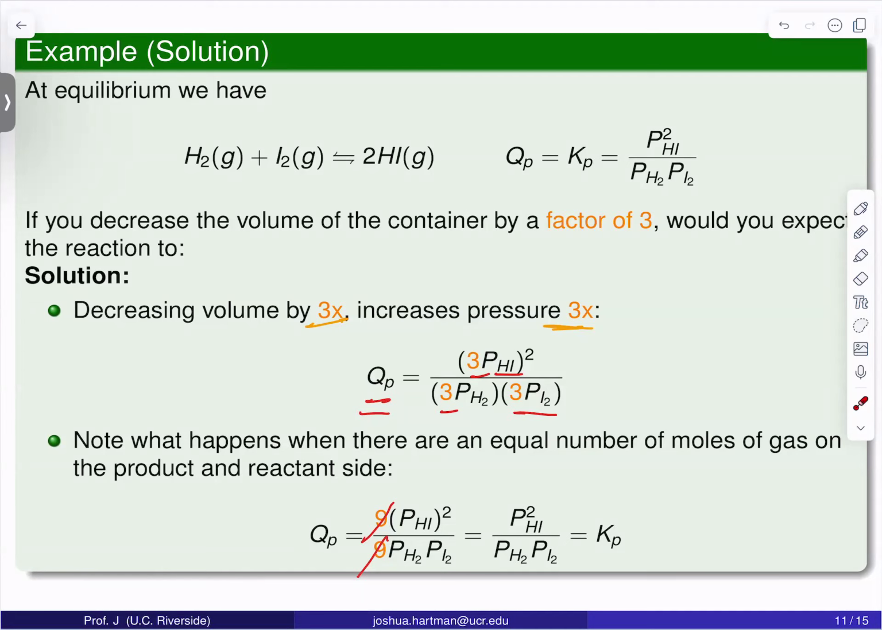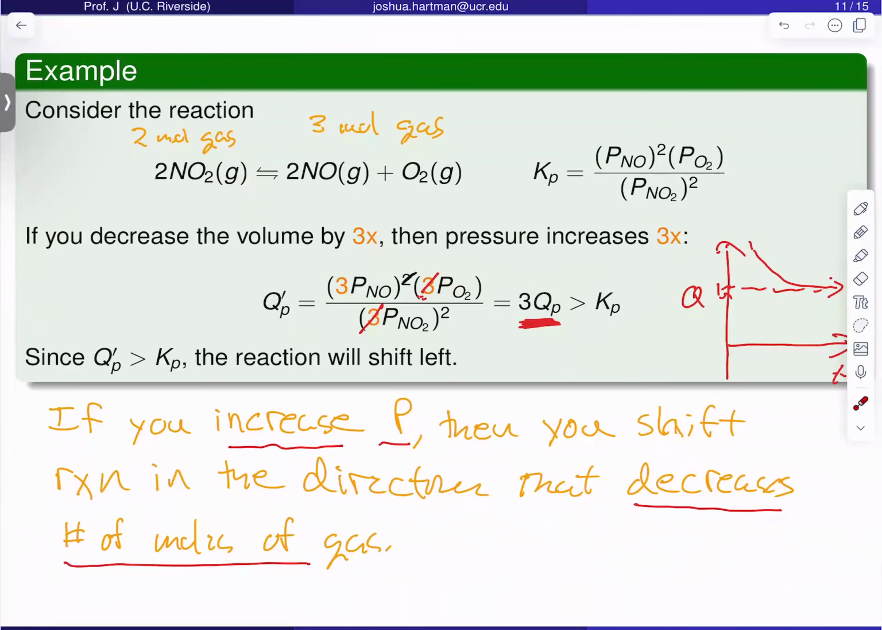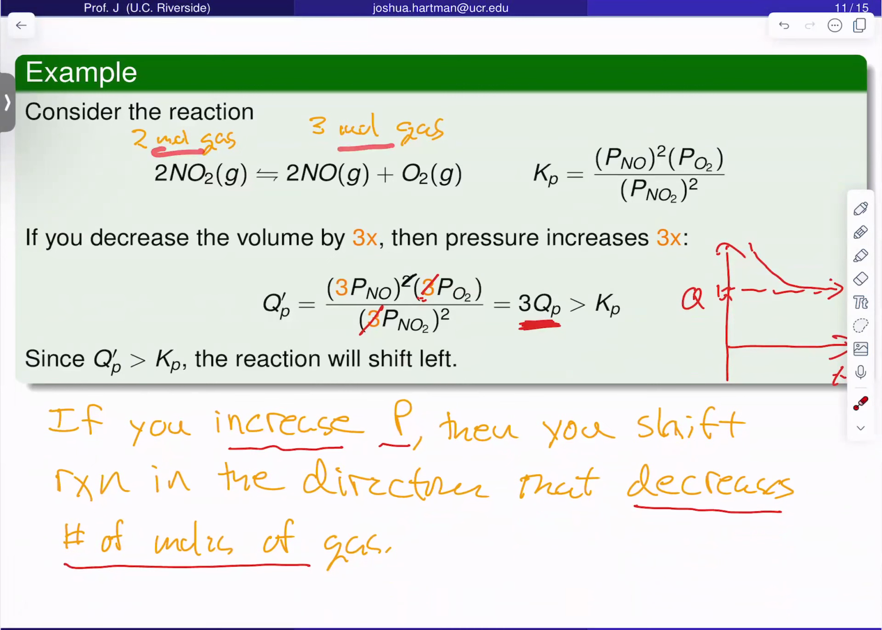Now, what would happen if we consider another problem where we do have a difference in the number of moles of gas on the left-hand side and right-hand side? So if we look at this example of two molecules of NO2 coming together to form two NO and an oxygen, we see we have 2 moles and 3 moles of gas. We have an associated equilibrium constant expression. And if we do the same thing, decrease the volume by threefold, increase the pressure by threefold, then now these terms don't exactly cancel out. We plug in the 3 times the partial pressure for all of our terms here, but now we're going to end up with a Q that is 3 times bigger than that equilibrium constant.